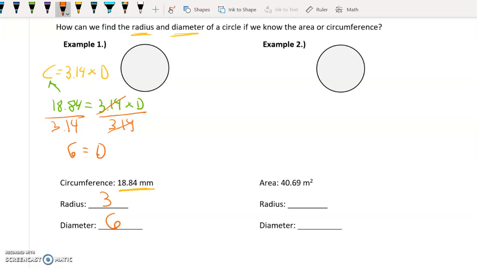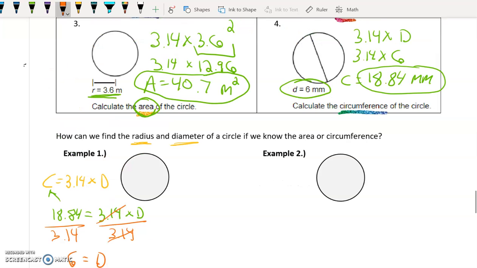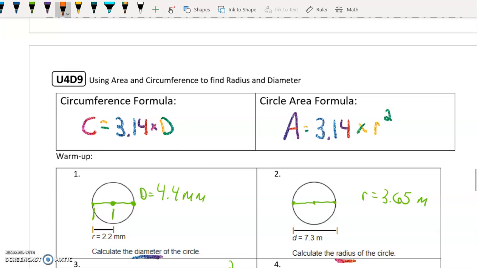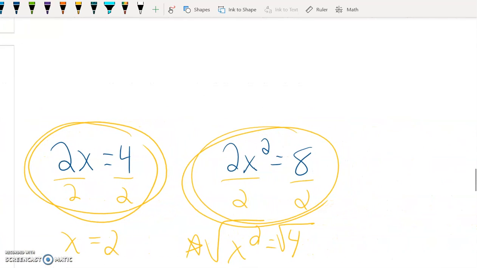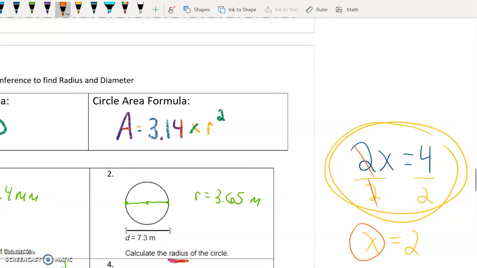As far as really learning something new here, it can be a little challenging as far as setting it up and possibly solving it goes. But I remind you, it's the exact same process that we did over here with these two. We just divided by the 2. That helped us eliminate the 2's and got us x by itself. Okay, so keep those 2 methods in mind.